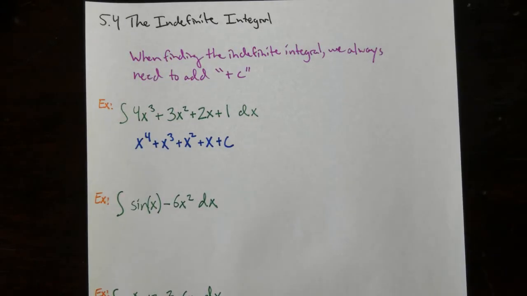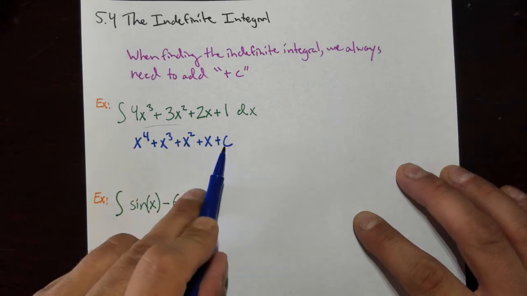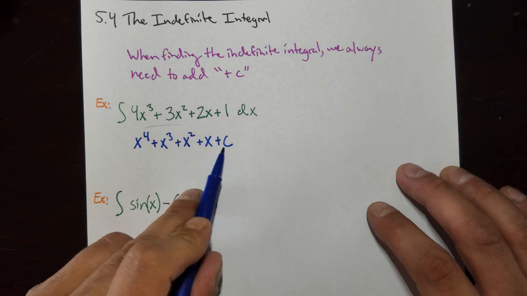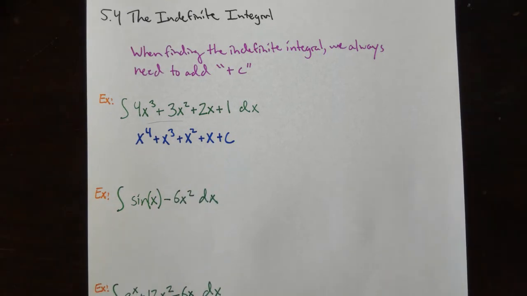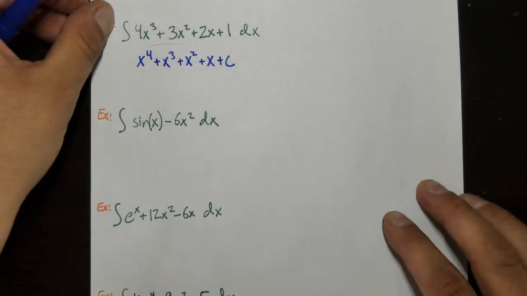Because when we took the derivative, or if this was our original function, and say we had a plus 10 here, well, that would go away, right? But we don't know if there was a constant. It could have just been plus 0, right? But we need to account for those. So let's go on to the next one.